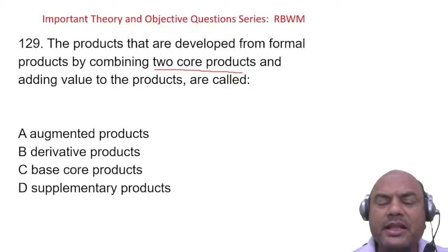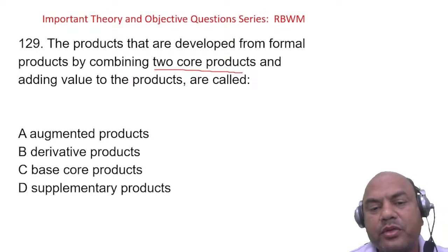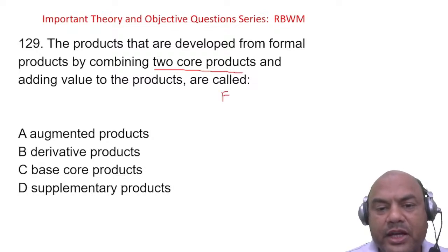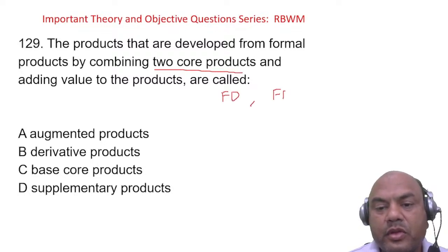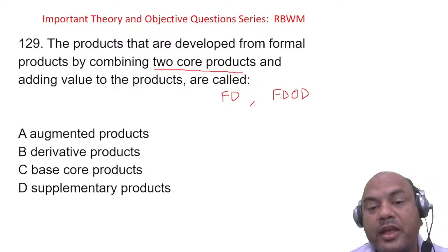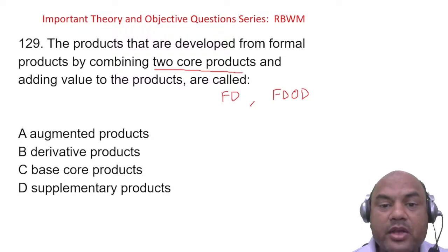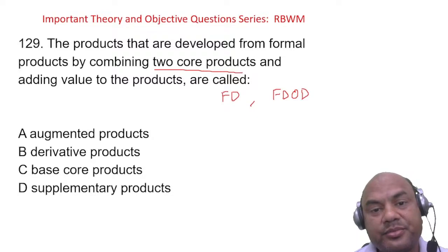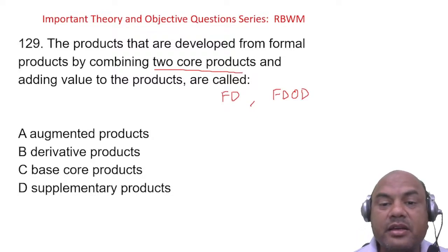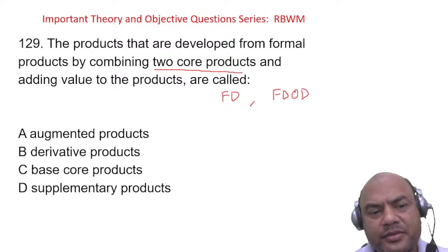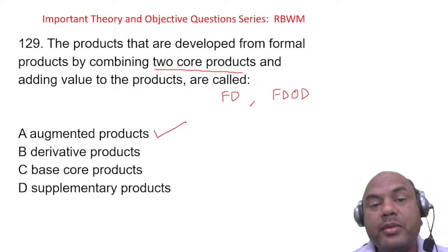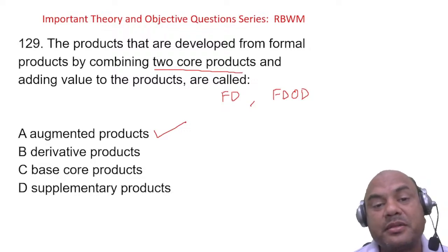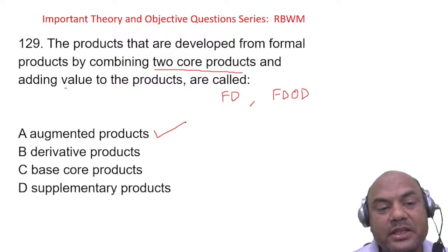Two core products. I'll give you a simple example. Suppose I give you an FD. That is a core product. But if I give you FD/OD, that becomes your augmented product, because now you can use the FD as a current account also, for daily purposes. So it is a combination of two core products. The answer is that it is called an augmented product. Augment means combining these two and adding the masala. Adding value means adding masala.